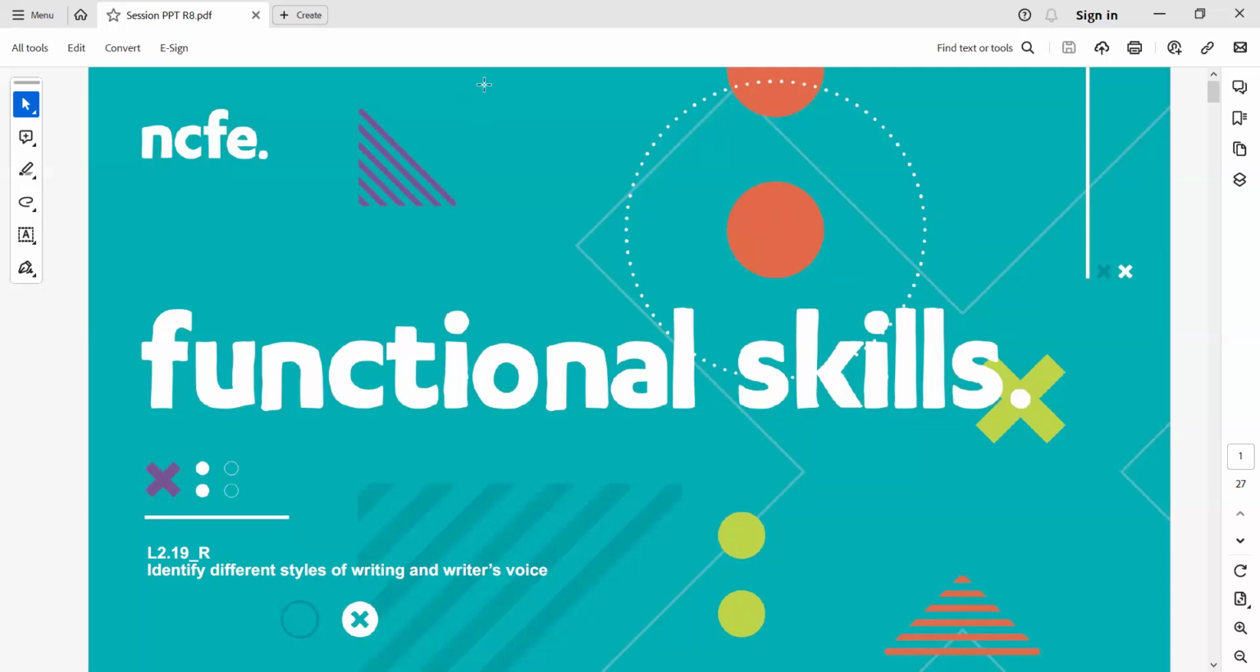Today, in our reading session, we're looking at different styles of writing and writer's voice, so style and tone.